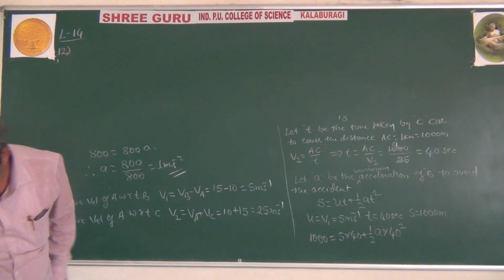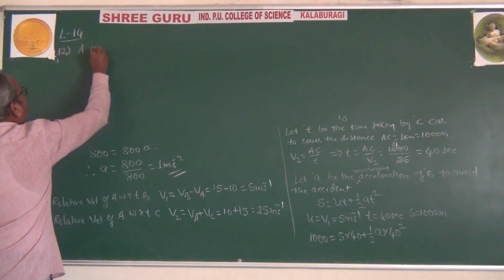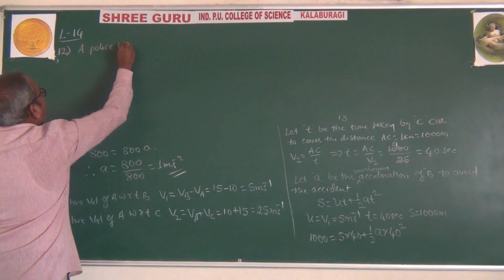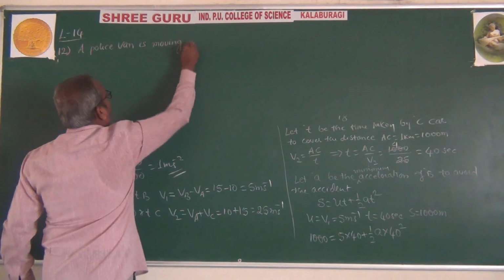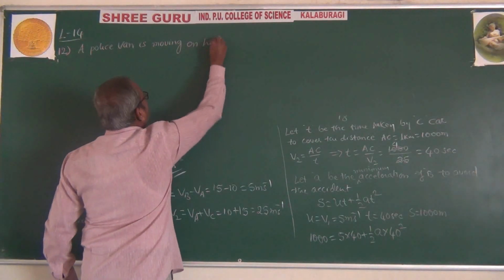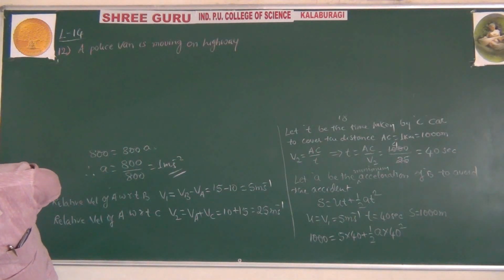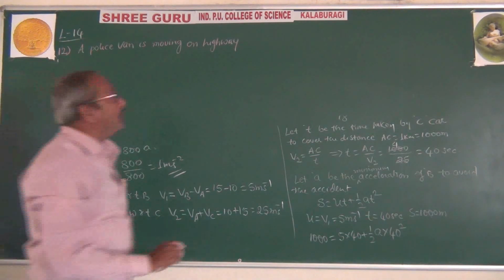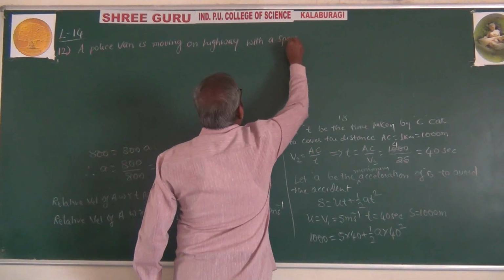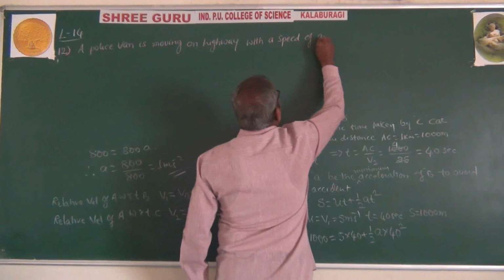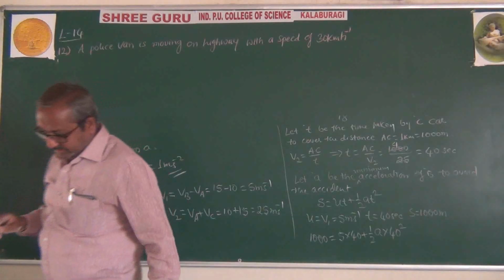A police van is moving on a highway with a speed of 30 kilometers per hour.